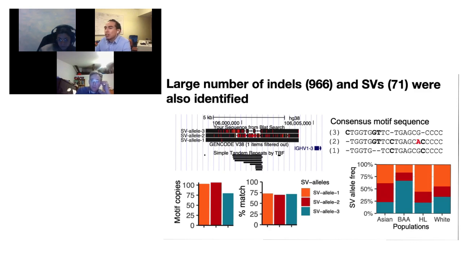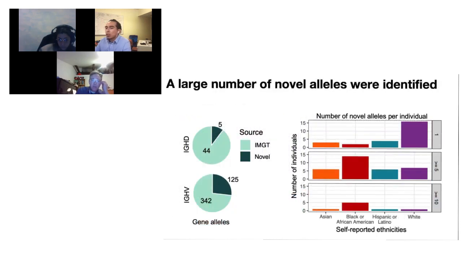All these indels and structural variation examples show the strength of completely resolving haplotypes as structural variation sequences. To conclude, we also identified a large number of novel alleles. On the left is a pie chart of all the IMGT alleles and the novel alleles that were identified in this cohort. The individuals with the most novel alleles self-reported as Black or African American, indicative that common alleles in less studied populations are missing.